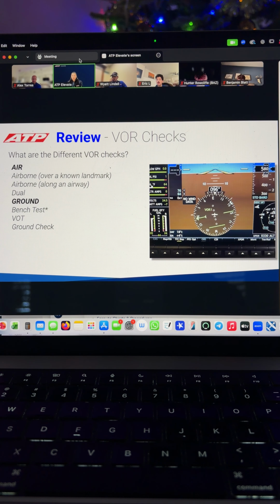Does anybody know what you are required to do when you do a VOR check? What are the 4 things that you have to do?